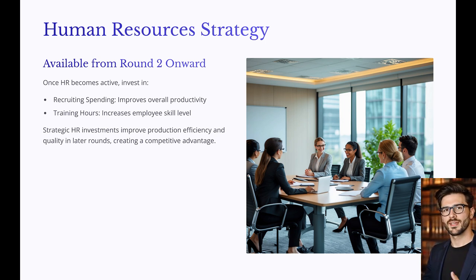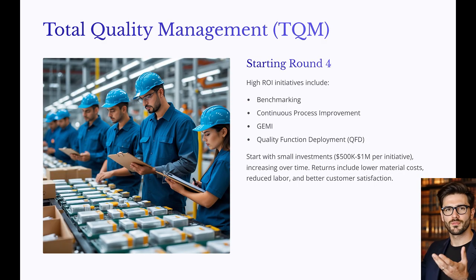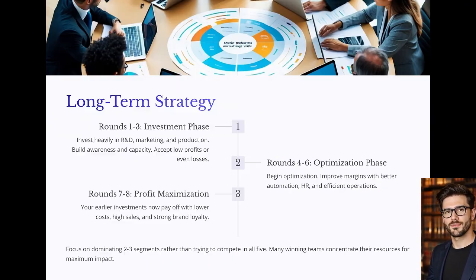Total quality management, TQM, starting round 4. TQM unlocks in round 4. When it does, invest gradually. High ROI initiatives include benchmarking, continuous process improvement, GEMI, quality function deployment, QFD. Start with small investments, $500,000 to $1 million per initiative, increasing over time. The return will be seen in lower material costs, reduced labor, and better customer satisfaction.